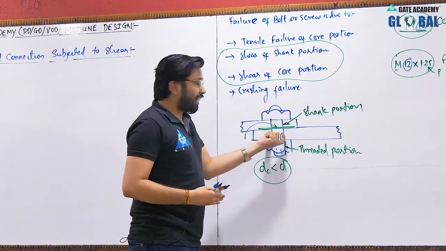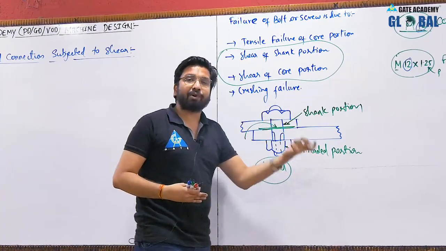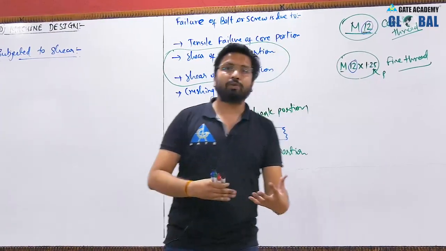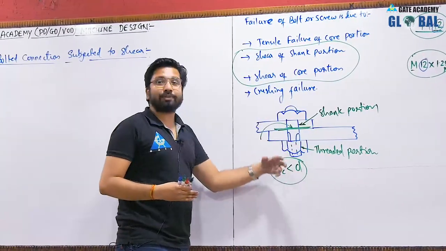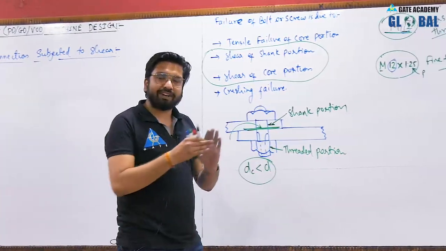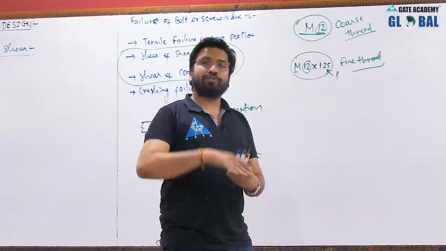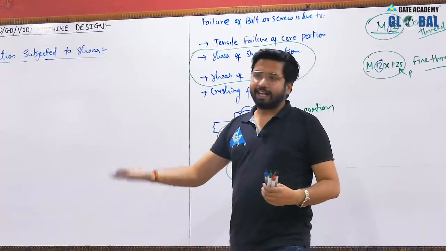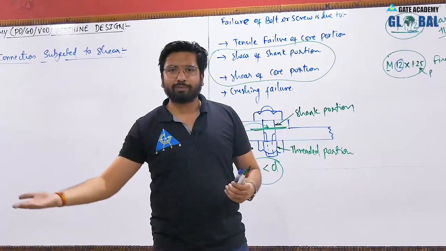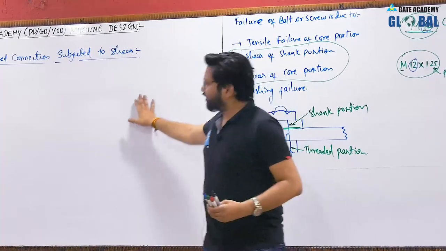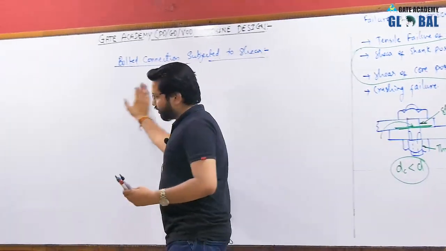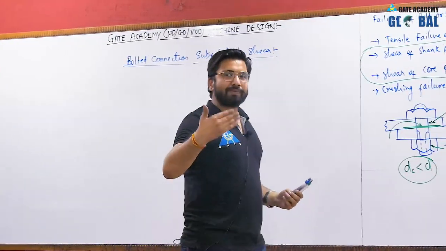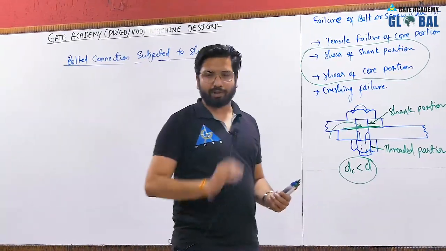So, if the shear force is being transmitted to the shank portion, we will be able to carry more load compared to the condition where the load is being transmitted to the threaded portion. So this is the fundamental thing. For this particular type of problem where the bolts will be subjected to shear, it may be an eccentric loading problem or a simple problem of direct shear, we will consider that the shear stress is being transmitted to the shank portion.